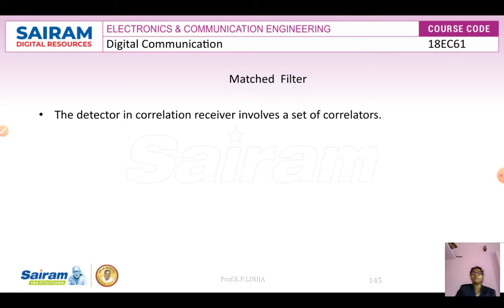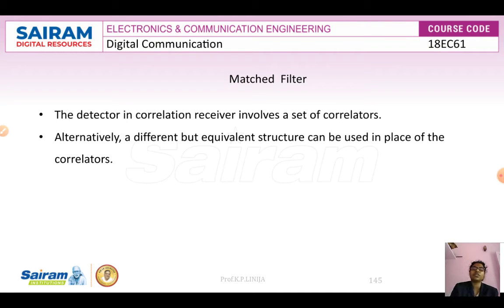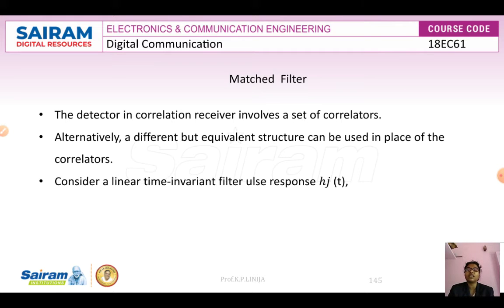So these are the basic properties of the matched filter. With these same basic properties, we will discuss how it is used in our additive white Gaussian noise channel. Here the detector in the correlation receiver involves a set of correlators. Equivalent to the correlators, we can use an alternative called the matched filter, which is a linear time invariant filter with impulse response hj of t, and the received signal x of t is the input.